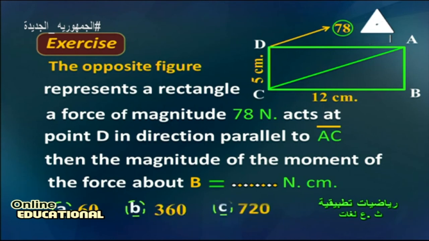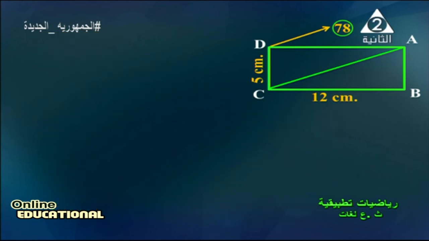60, 360, 720, or 1440 Newton centimeter. Now we have a rectangle ABCD, and the force of magnitude 78 Newton acts at the point D and parallel to the diagonal AC. Now, what about the moment of this force about point B?